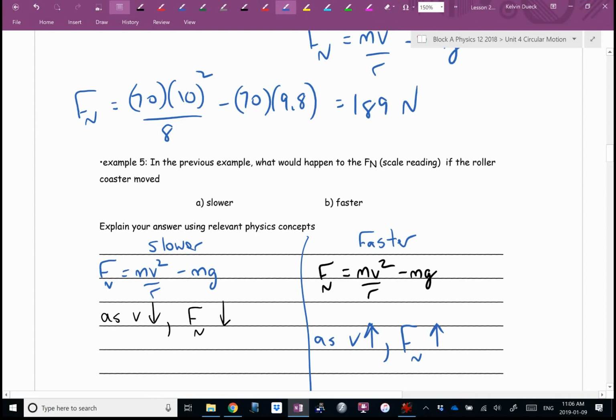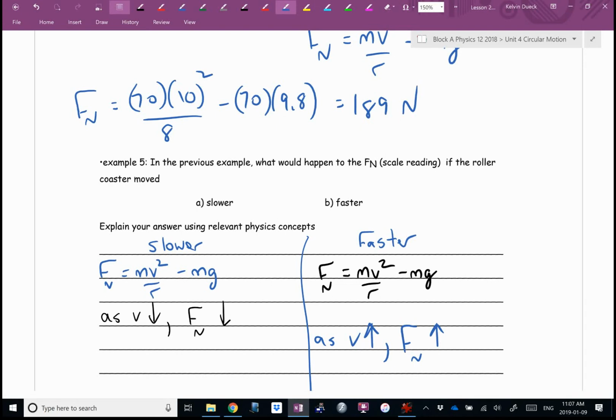Could you go so fast that you felt a bigger than normal force? Could you go so fast that the normal force was larger than mg? Yeah. I'd have to play around with the numbers a little bit, but I could have a high enough speed that we got an answer bigger than whatever 70 times 9.8 is. And then you wouldn't feel like you were about to fall out of the seat. You would feel like you were getting pressed into the seat.